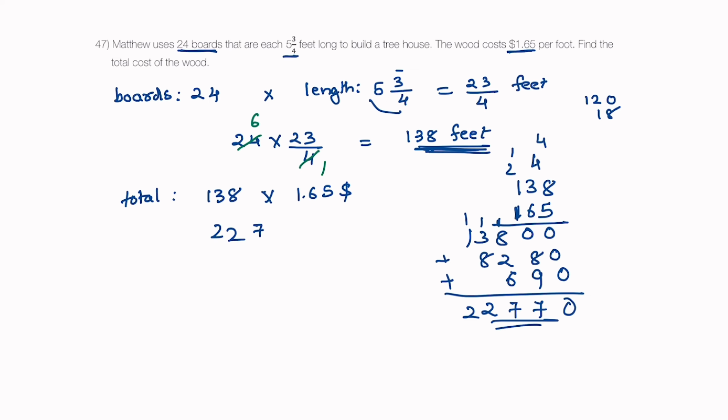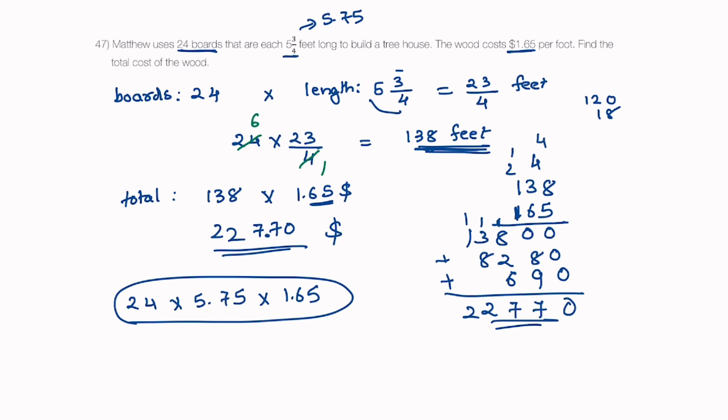22770. 2 digits, 2 digits. Done. So the total cost is $227.7. The other way could have been converting this as 5.75. So I would do 24 times 5.75 times 1.65. Do you see the calculation that I have to do? It's a very tedious calculation. By doing this process here, by converting it, I made this calculation a bit easier.